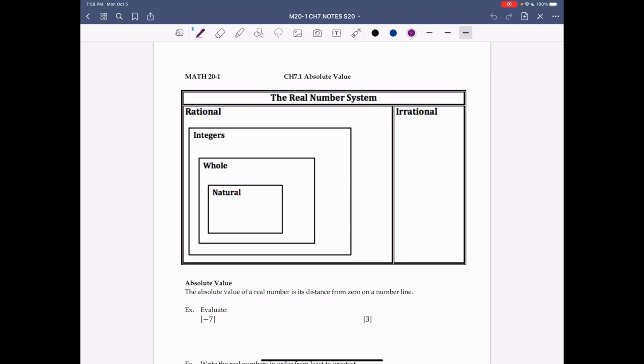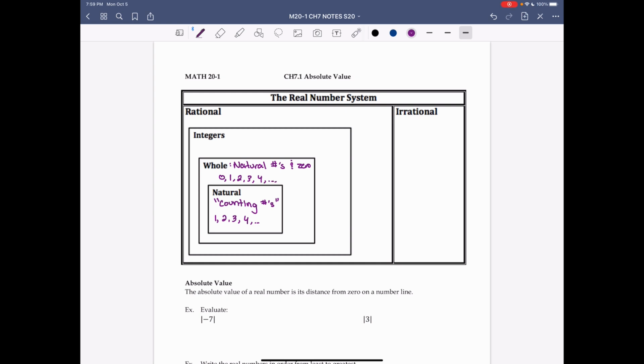Chapter 7.1 Absolute Value. Let's review the real number system. Starting in the center here, we have natural numbers. Those are also called the counting numbers, like 1, 2, 3, 4, etc. Then we have the whole numbers, which includes the natural numbers and 0. 0, 1, 2, 3, 4, etc.